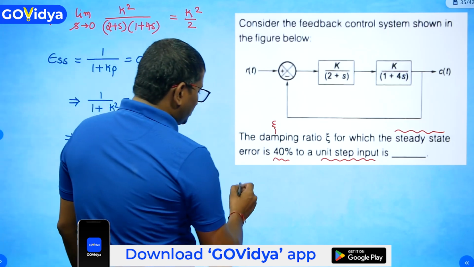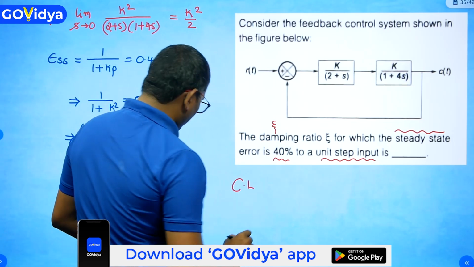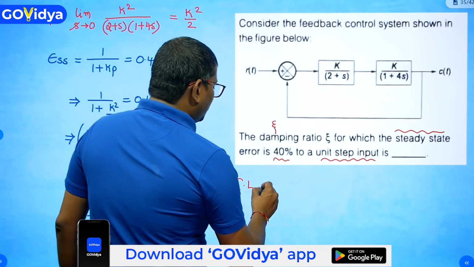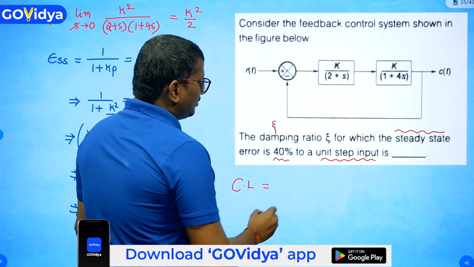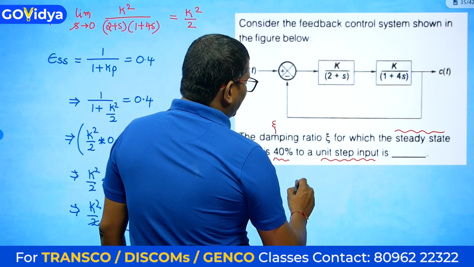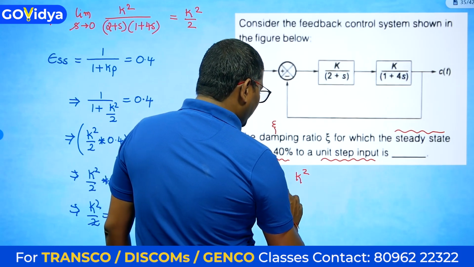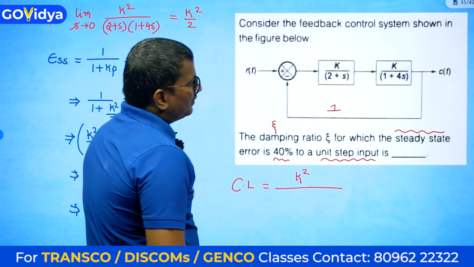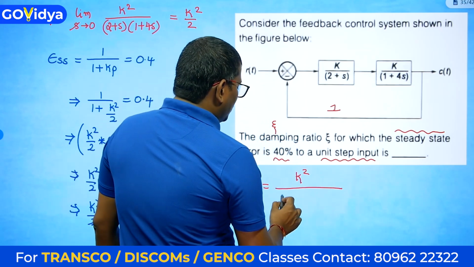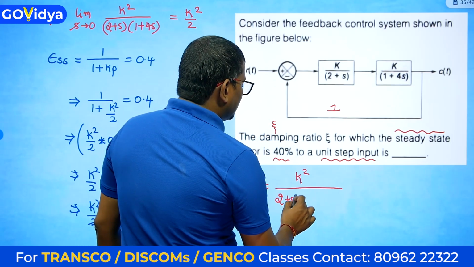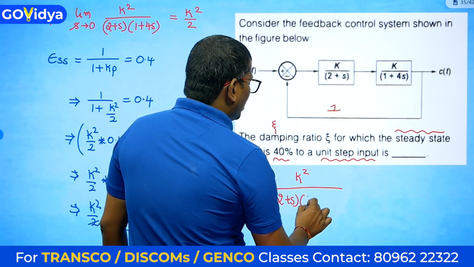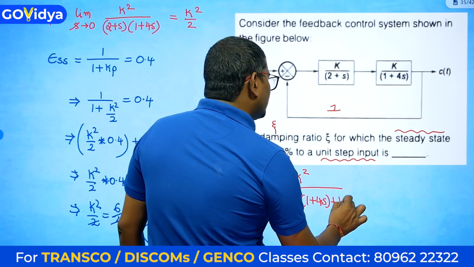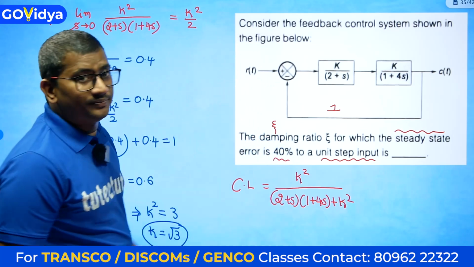So, what is the closed loop transfer function for this now? Finally, we got the K value, or you can say K square value, as 3. Now, closed loop transfer function is equal to what? I can write directly like this: K square divided by, why? Because it is a unity feedback. K square divided by (2 plus s) into (1 plus 4s) plus K square, because of negative unity feedback.